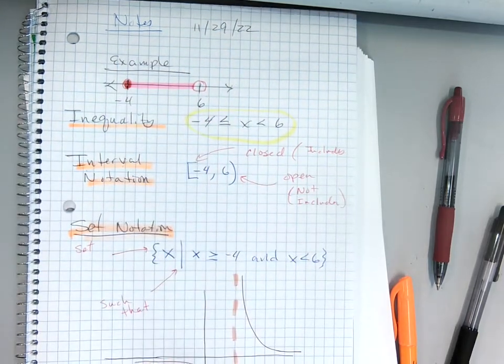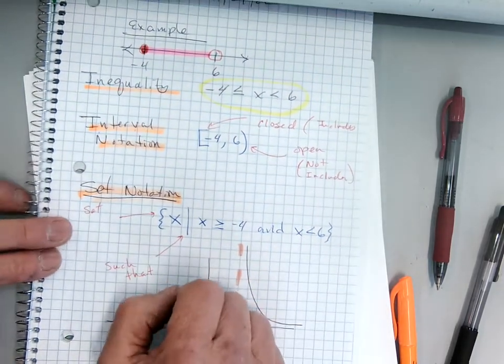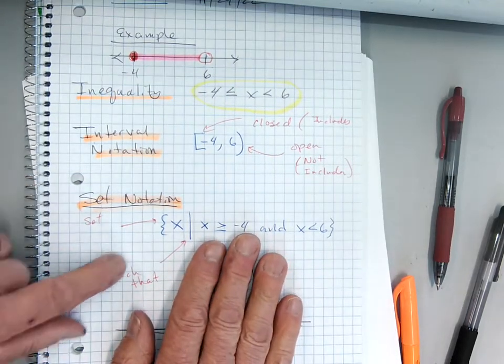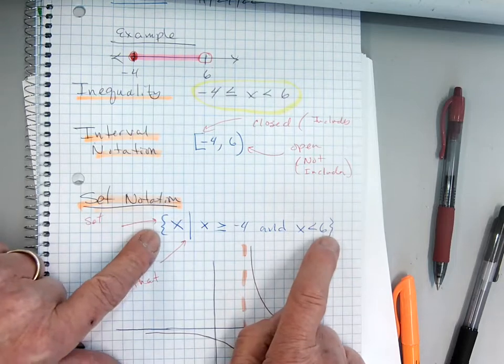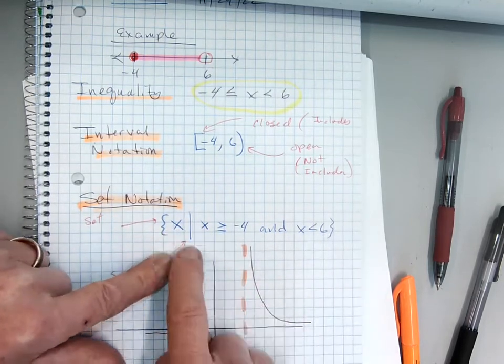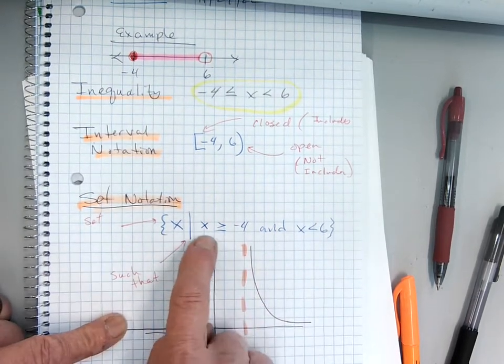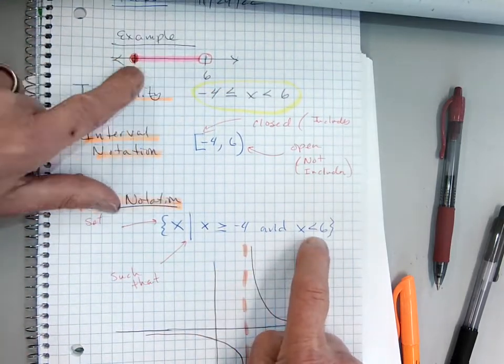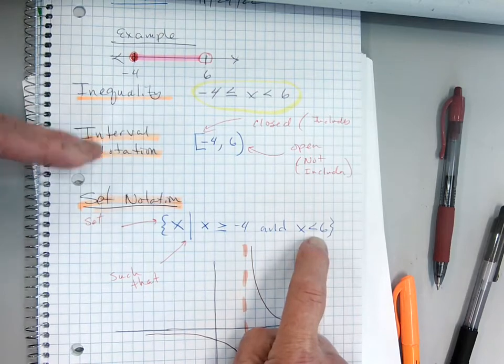Set notation is a little bit more complicated. Sometimes set notation works real well, but it's a little bit difficult. Set notation uses set symbols. It's like the set of x, such that x is greater than or equal to -4, and x is less than 6. Okay, so there are 3 different ways to describe it.